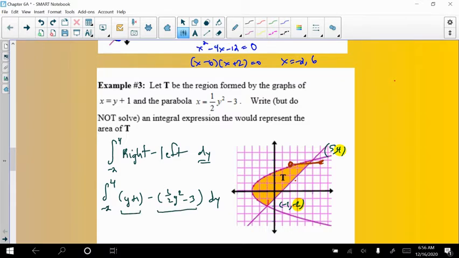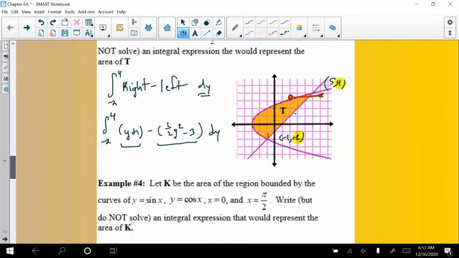And that's all we have to do. We just have to set it up. Now, you could simplify that or just leave it like that. That's fine. But the key is that you have written them in terms of y: your bounds, the curves, and also your differential dy.